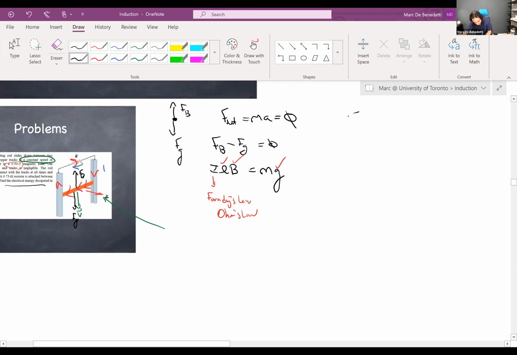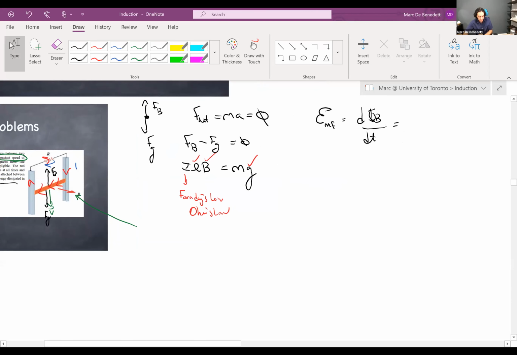Faraday's law says the induced EMF equals the derivative of the flux with respect to time. And the flux in this case is going to be BA. Now, I guess it's BA cos theta, but the question says that the B field is perpendicular to the loop. So the vector A is also perpendicular to the loop. So the vector A and the B field are actually parallel. So theta equals 0 and cos of 0 is 1.